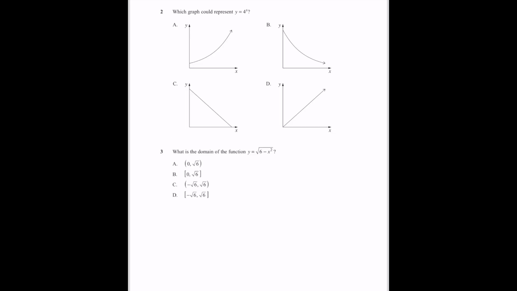Question 2 says which graph could represent y equals 4 to the power of x? So y equals 4 to the power of x should indicate that it's going to be an exponential function, which means that it lends itself to either A or B. To decide which one it actually is, we need to realize that 4 to the power of x is an increasing function. So as x increases, y also increases, and that's going to be A. If the answer was B, the equation of the line would be something like y equals negative 4 to the power of x.